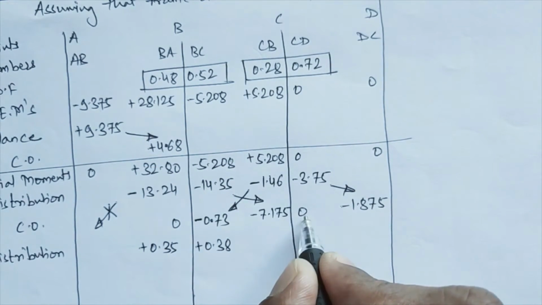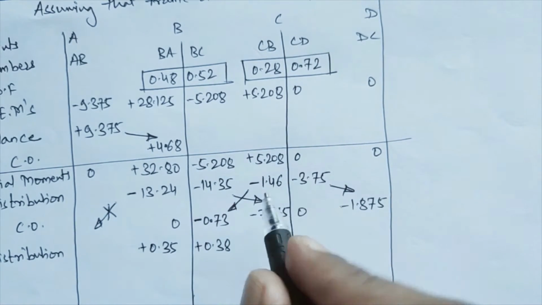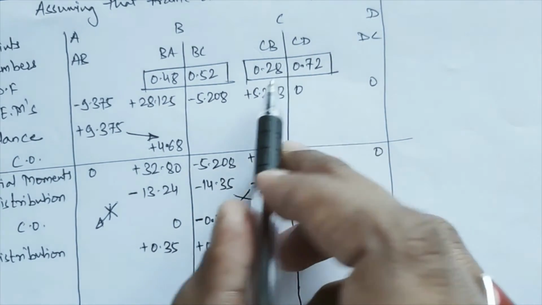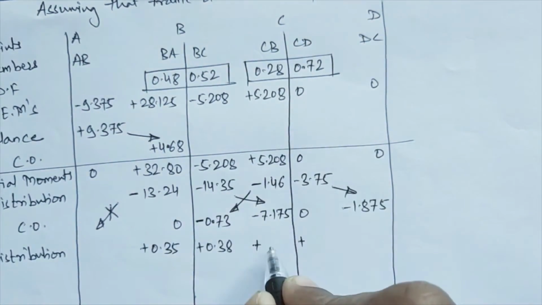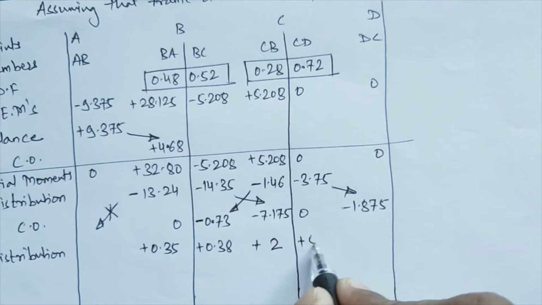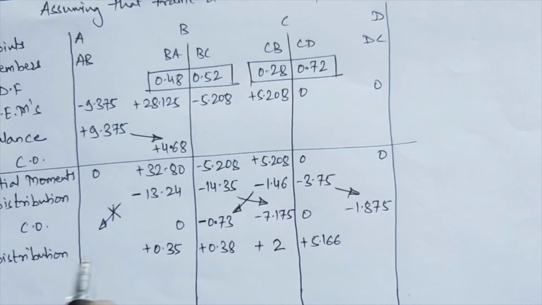Same way you have to distribute this minus 7.175 to these distribution factors. Summation is negative, so distribution will again be positive for both. So 7.175 into 0.28 comes almost equal to 2, and 7.175 into 0.72 comes almost equal to 5.166. You check these values here, some decimals may shift. Okay.